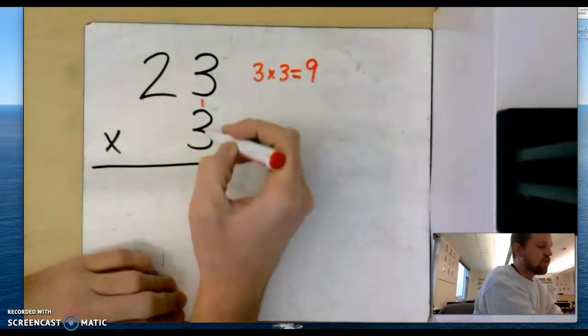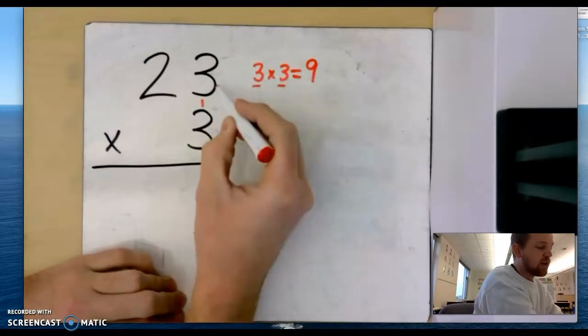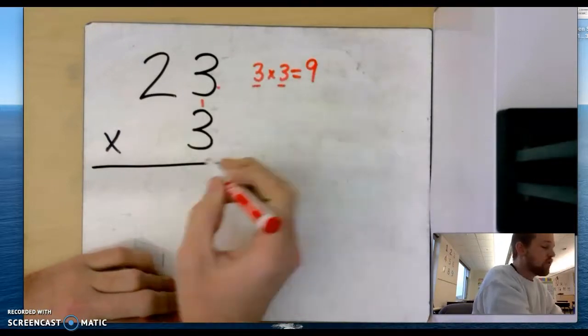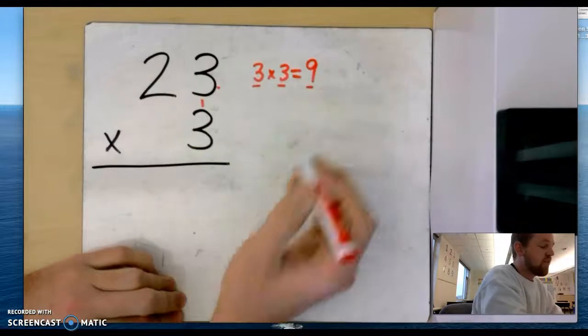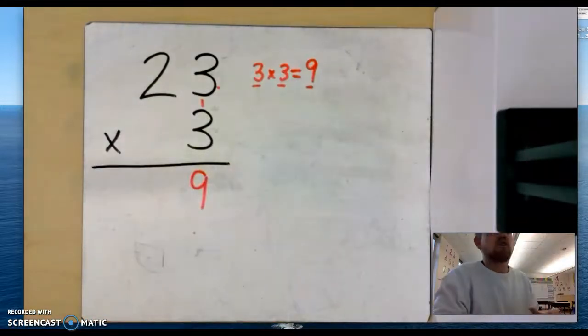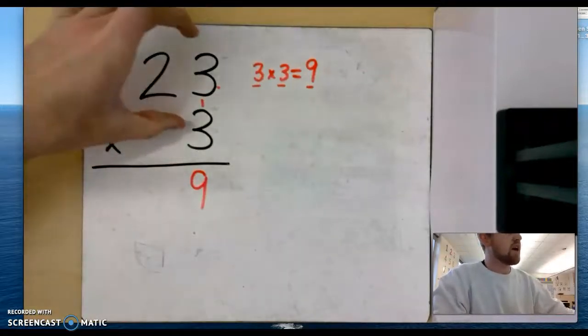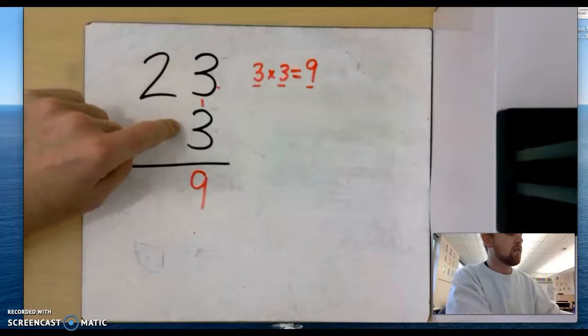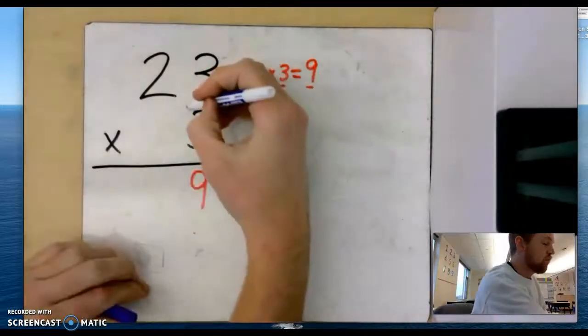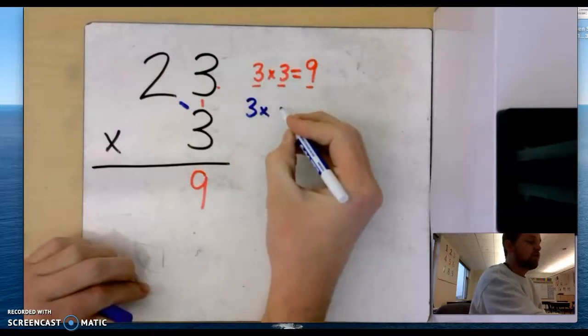Again, you're going to line that up because this is 3 groups of 3 ones, since this is in the ones place. So I'm going to line that up right below the ones. I have a 9, so I can put a 9 right below the ones there. All right, now I've finished my ones. Because this is a 2-digit number, now I need to go beyond that. Now I'm going to take my next part here of 3 times 2. So I'm going to write that over here, 3 times 2.